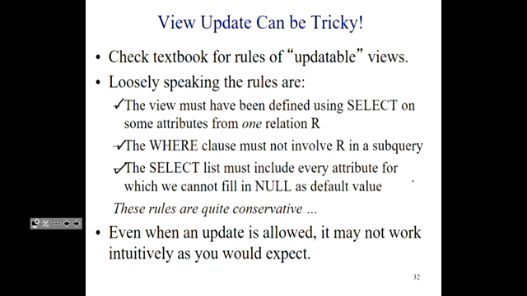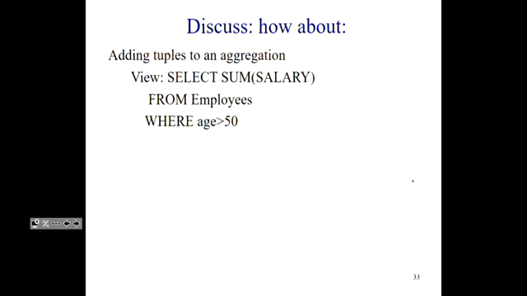Okay, so because you are subselecting a set of attributes in your view, if an attribute is missing from that set of attributes, then it should be something you can assign null to. Okay, and like I said, these rules are quite conservative, and even when an update is allowed, it might not work as you would expect. So let's quickly look at two examples, and then that'll be the end of this topic.